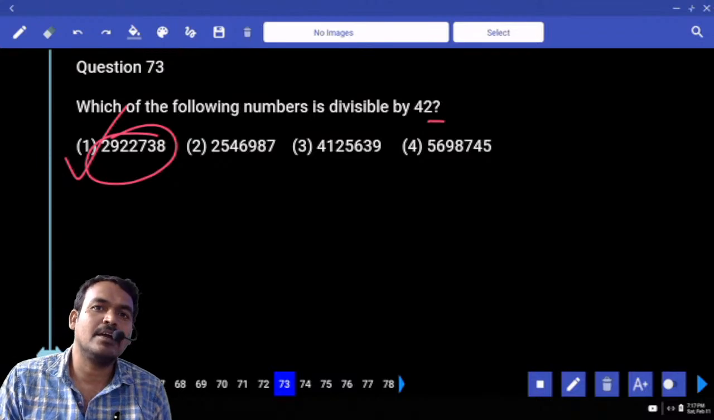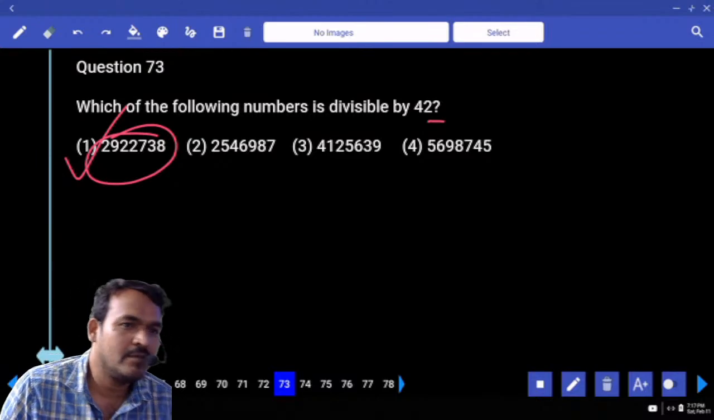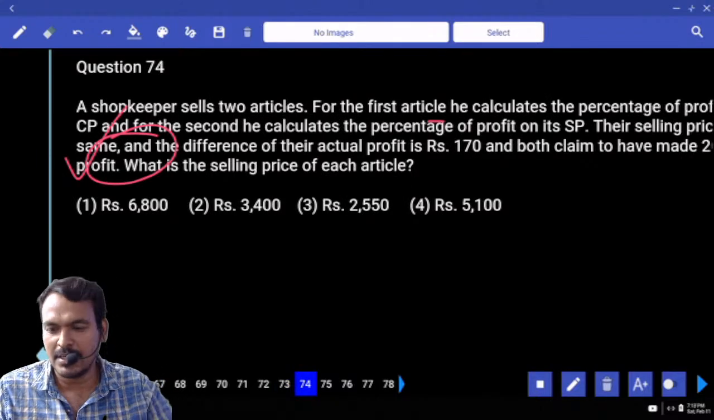A number ending with 8, is it an even number or an odd number? Even number. Next, question number 74.